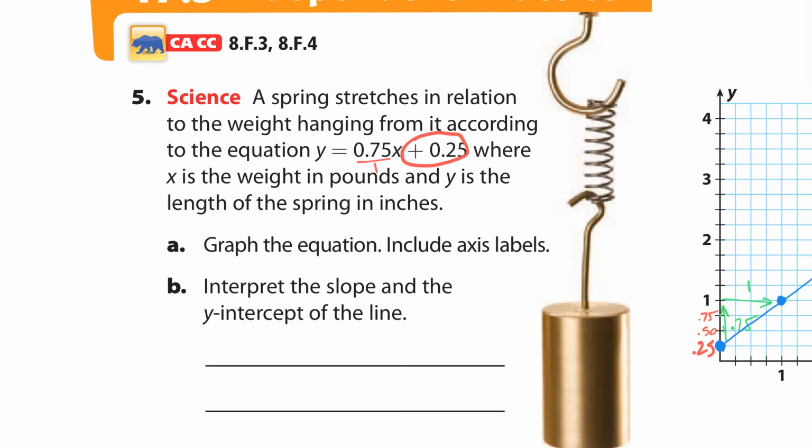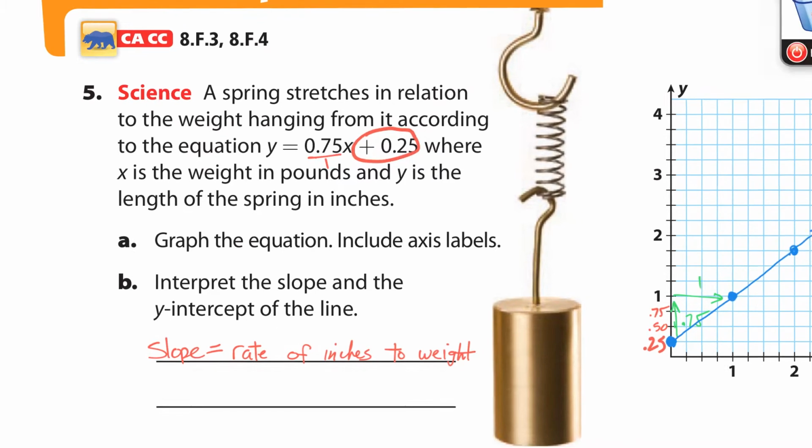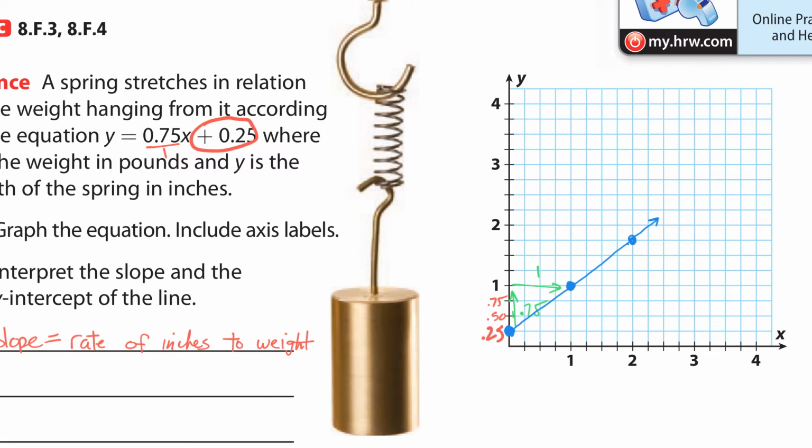All right, let's see what else we got here. Graph it, interpret the slope and the y-intercept. Well, the slope is the rate of inches to weight. It's the rate at which this stretches, because it's going to stretch 0.75 for each pound that's added. That's the rate. Rise and run.